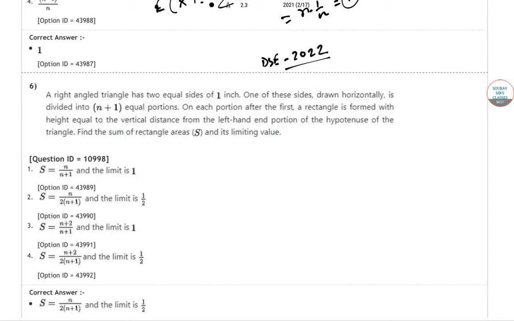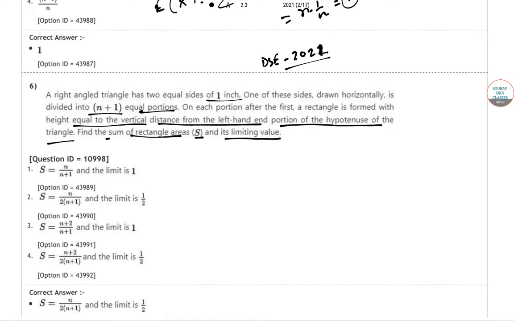Okay, so here we have a DSE 2021 question paper, and question number 6 we are trying to solve. They have given a right angle triangle with two equal sides of 1 inch. One of the sides drawn horizontally is divided into n plus 1 equal portions. On each portion after the first, a rectangle is formed with the height equal to the vertical distance from the left hand portion of the hypotenuse of the triangle. So find the sum of the areas and its limiting value.